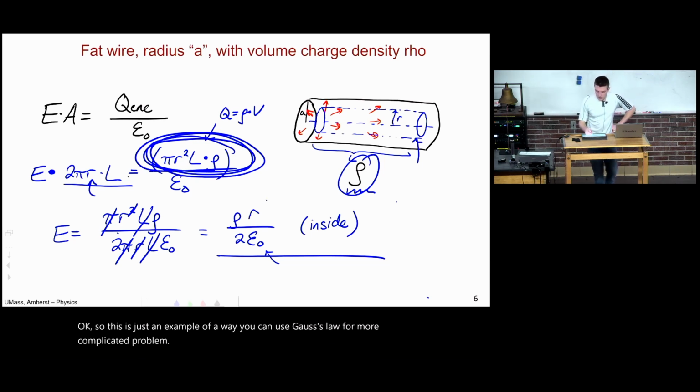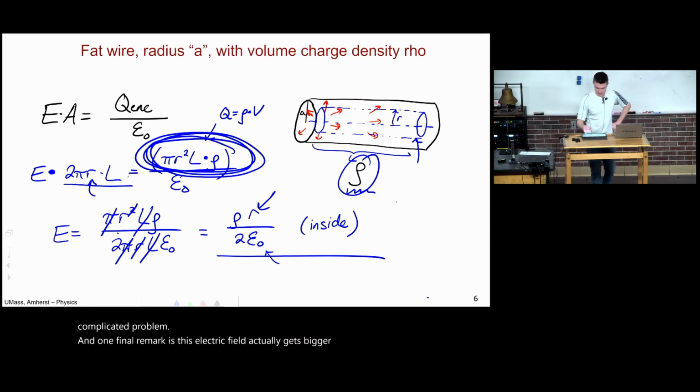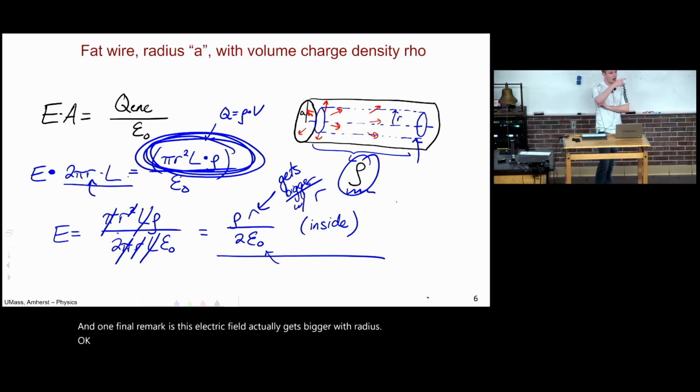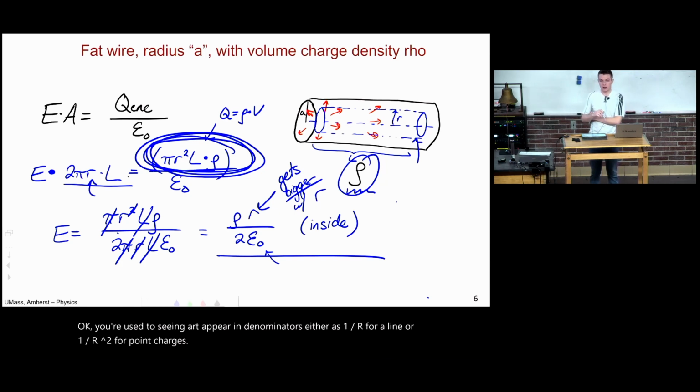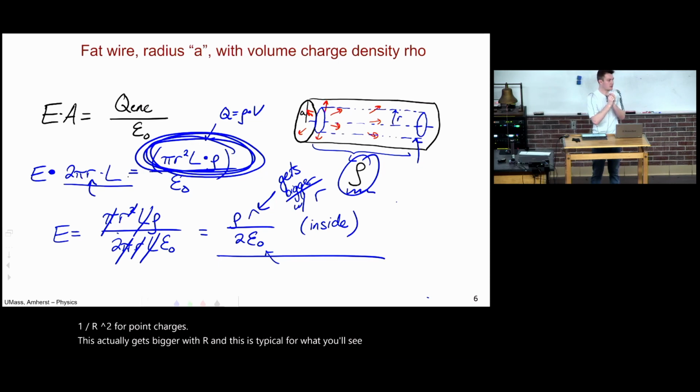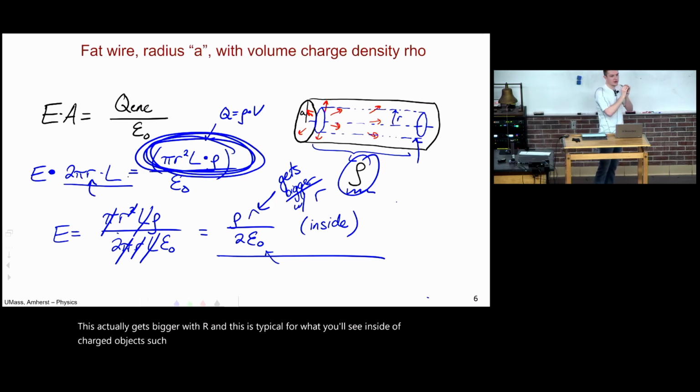And one final remark is this electric field actually gets bigger with radius. Okay, we're used to seeing r appear in denominators, either as 1 over r for a line or 1 over r squared for point charges. This actually gets bigger with r, and this is typical for what you'll see inside of charged objects, such as within a charged sphere. You'll see that the electric field grows as r squared.